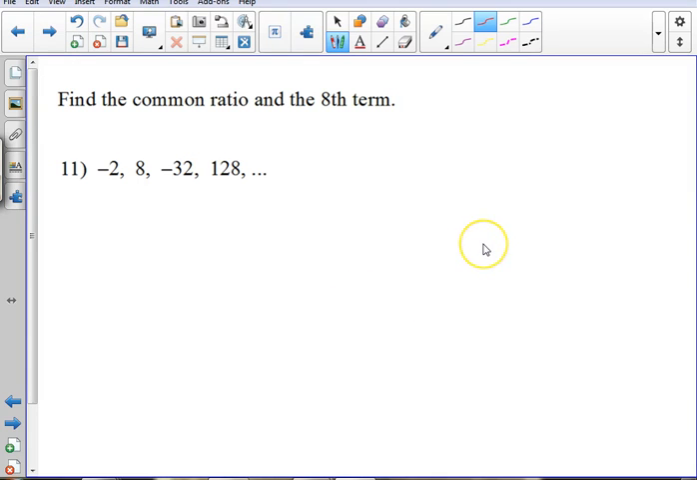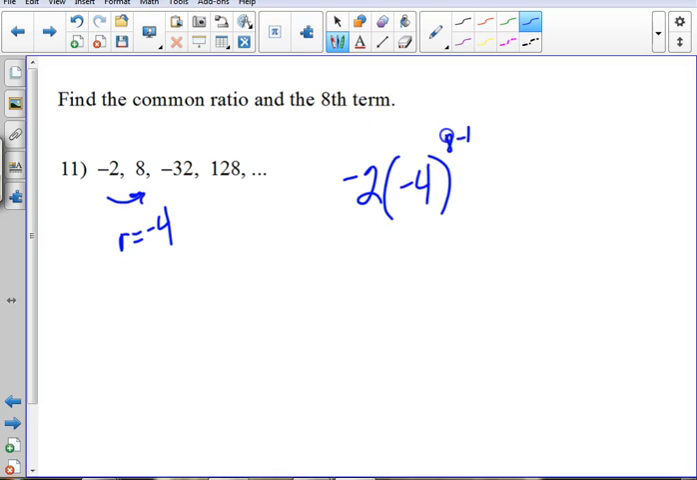Find the common ratio and the eighth term. So we could keep going out to the eighth term if we had to. Is there a more efficient way to do that? Yeah, negative 2 is the first term. It's being multiplied by what, guys? Negative 4, and we would want to do that 8 minus 1 or 7 times. Yep. So negative 2 times negative 4 to the 7th.